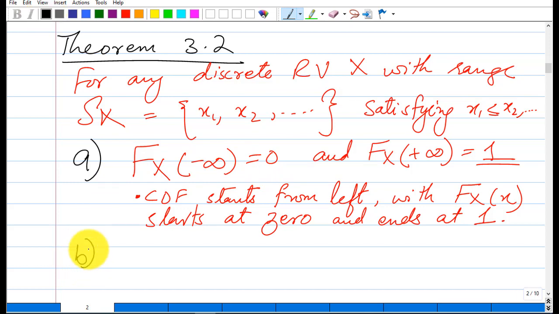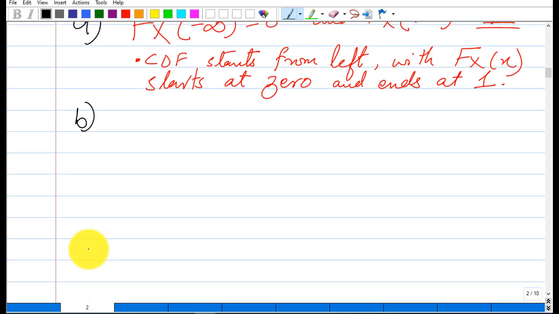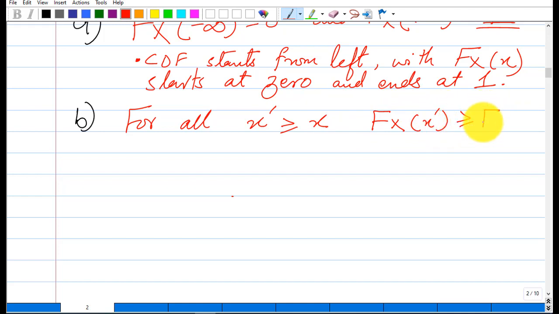The second property says that for all x prime, some number which is greater than or equal to x, F_X of x prime is greater than or equal to F_X of x. So it means that if we take any number which is larger than some value in the range of X, its CDF value will always be greater than or equal to the CDF value at that point.